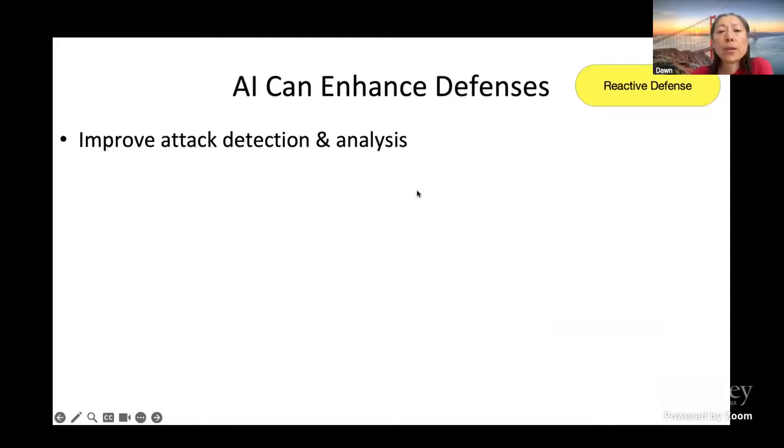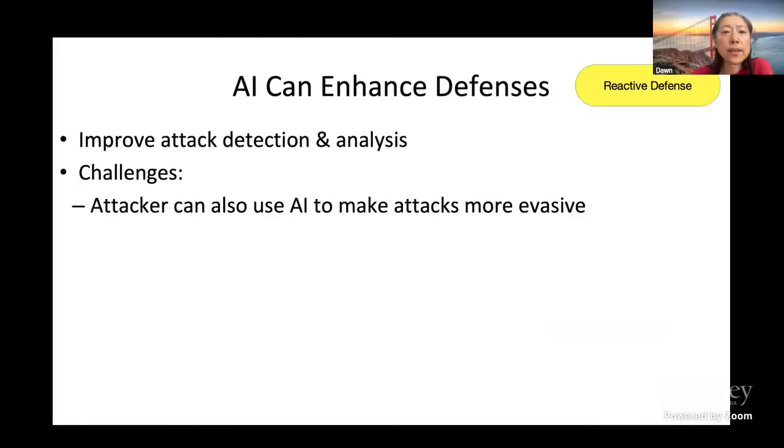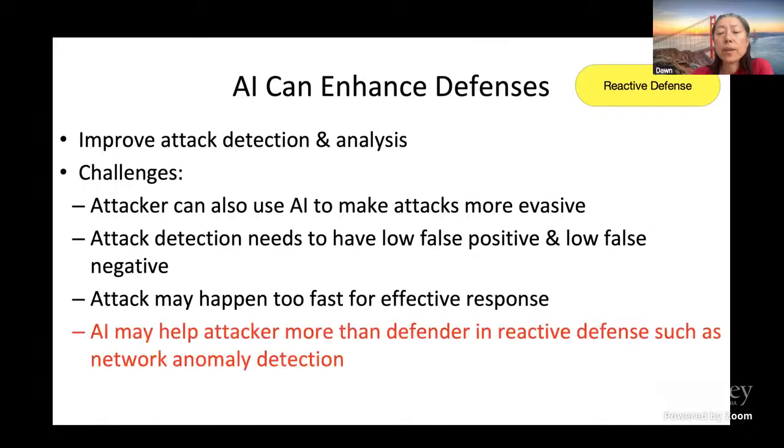In our paper, we also did a detailed analysis showing that for the first defense paradigm, reactive defense, AI can still help attackers more than defenders for a number of reasons.